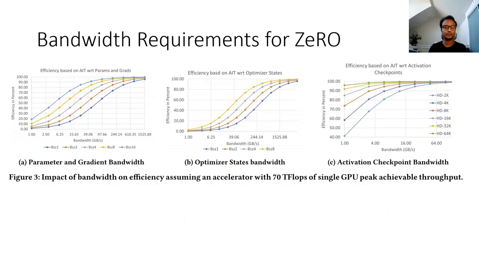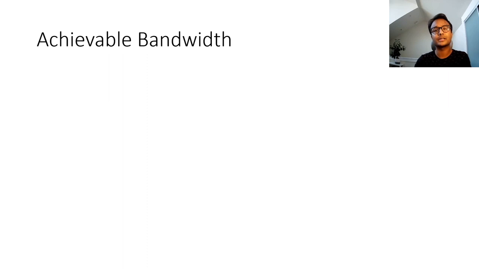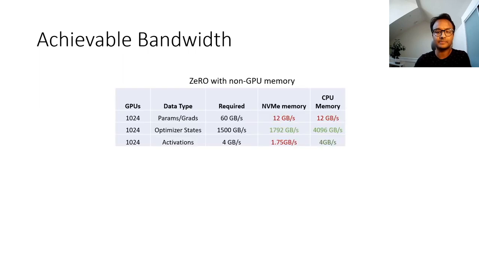To understand if we can extend Zero to use CPU and NVMe memory, we performed a bottleneck analysis where we identified the minimum bandwidth required by different tensors during training for Zero to remain efficient. On a DGX2 system, we found that the minimum bandwidth required is 60 gigabytes per second for parameters and gradients, 1500 gigabytes per second for optimizer states, and just 4 gigabytes per second for activations. Then we studied the data partitioning and data access pattern in Zero to understand the achievable bandwidth for these different data types when they're placed in CPU or NVMe memory. Without going into much detail, we found that we can extend Zero to support offload of optimizer states to NVMe memory and activations to CPU memory without much efficiency degradation, but the parameters and gradients had to stay in GPU memory.